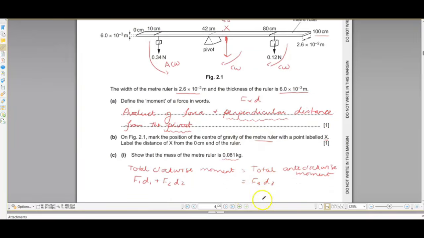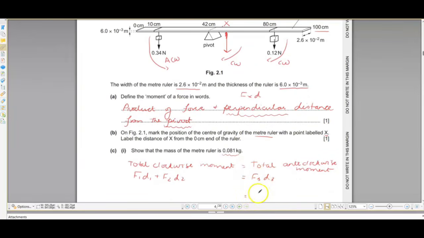So total anti-clockwise movement would be the force 0.34 newtons and the distance of this force from the pivot. So this distance has to be taken. The distance from 0 to over here is 42, and we can see that this distance is 10 centimeters. So if we subtract 10 from 42, we will find the distance of this mass from the pivot. So 42 minus 10 obviously is 32.